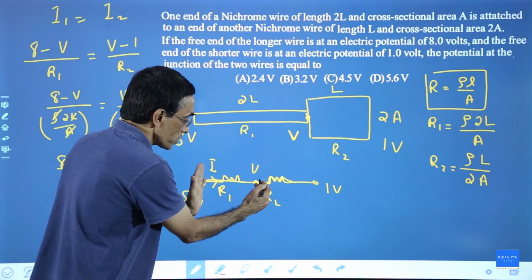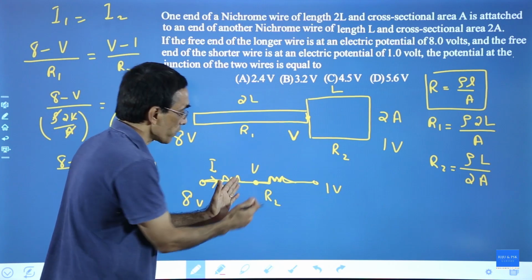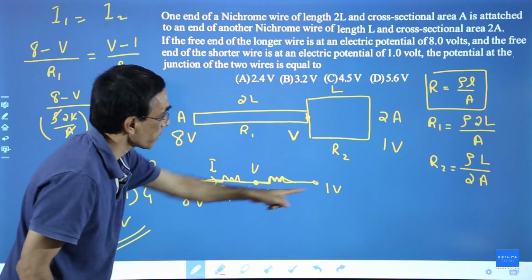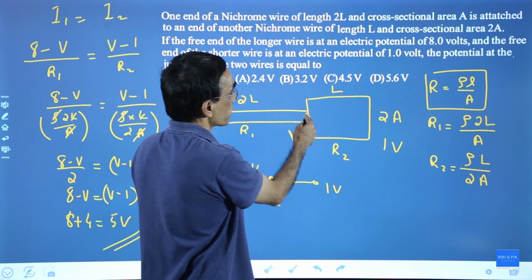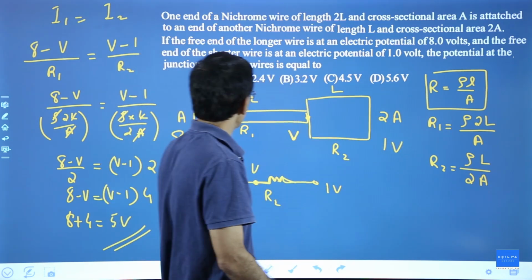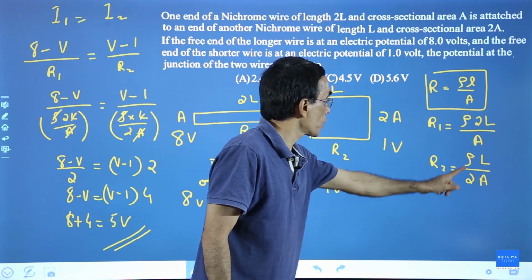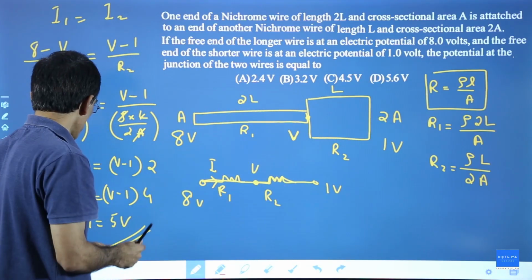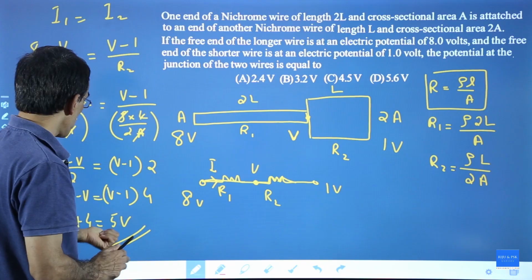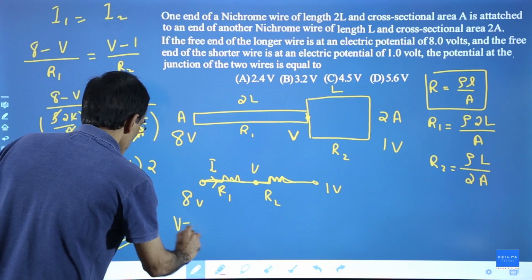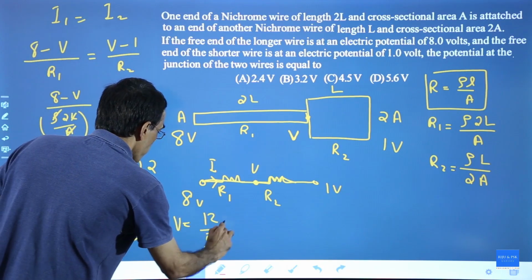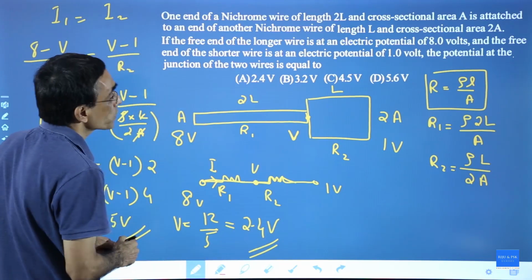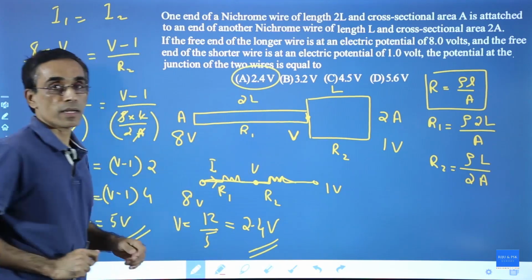We find out the potential difference, then we find the current, equate the current because these are the same wire, same current will flow, and the resistance of the first part, rho into 2L by A, second part rho into L by 2A. Then work out like this one, you will get 12 equal to 5V, so you will get V equal to 12 by 5, which is nothing but 2.4 volt. Which option? Option A will be the correct answer.